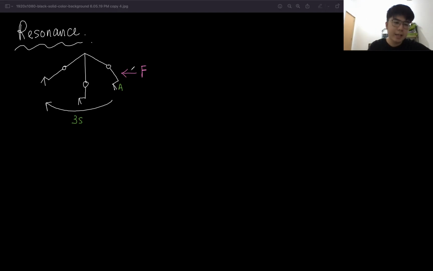So let's say that this person applies a force that has a frequency the same as the swing. That's the same as the frequency of the swing.